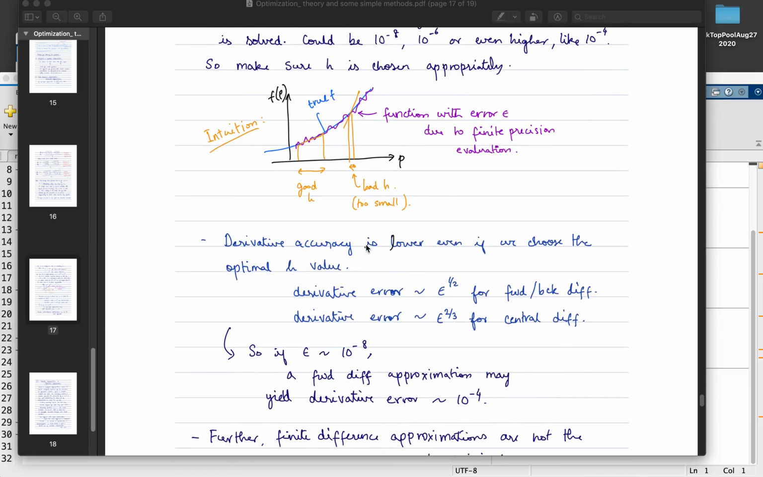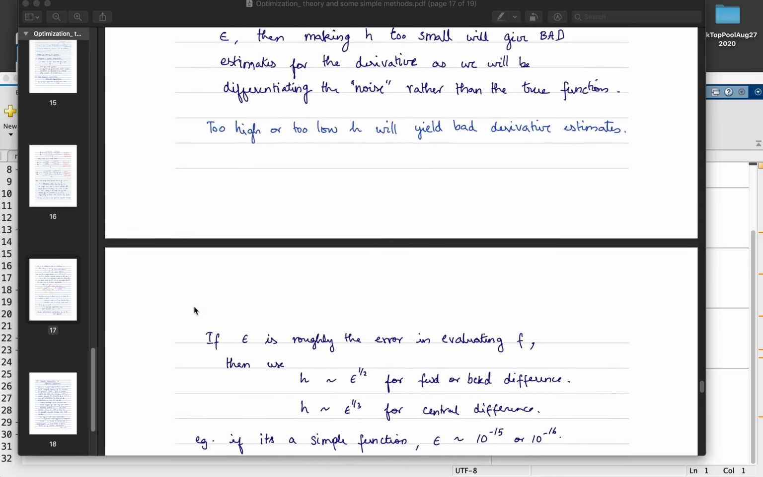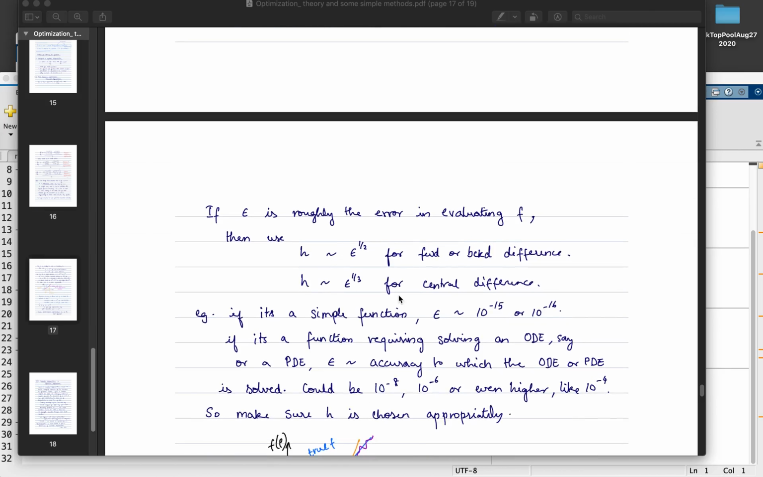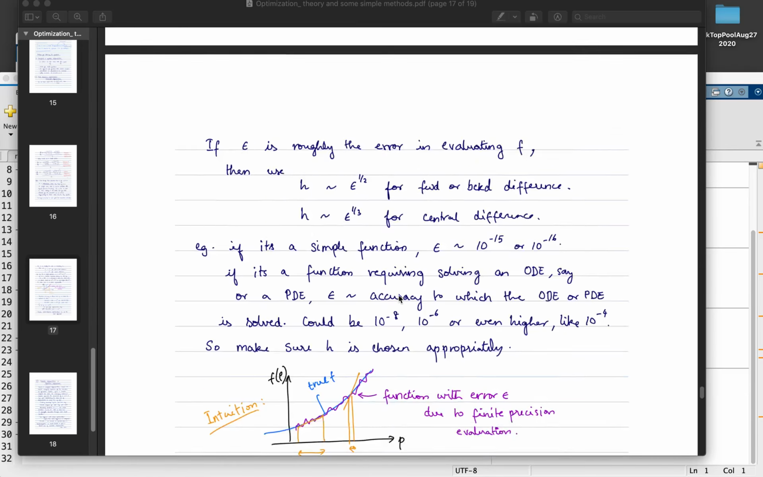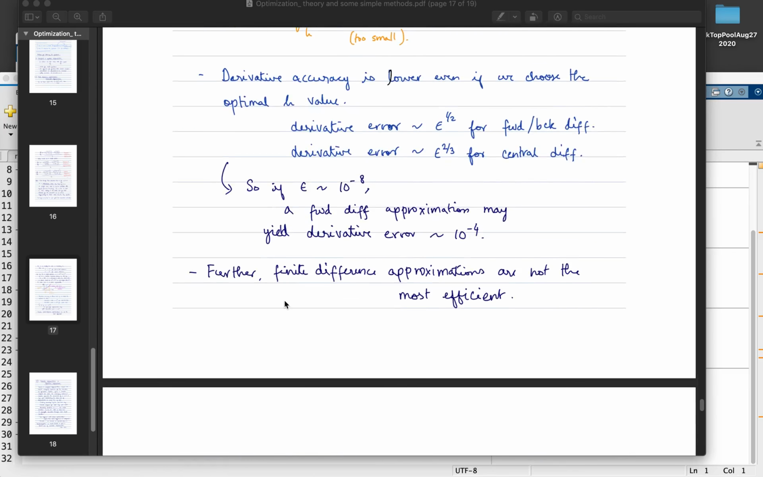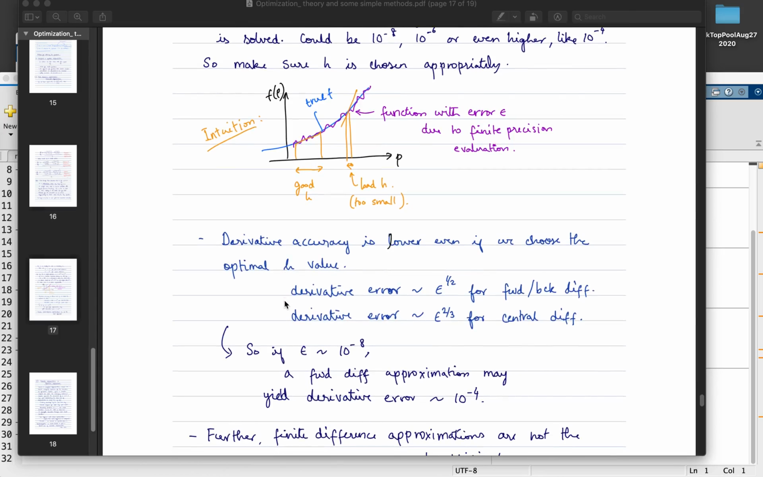So an important takeaway is that these finite difference approximations don't give as accurate a derivative estimate as possible, because if the function is evaluated to 10 to the minus 15, the derivative is evaluated only to about 10 to the minus 7 or 8 accuracy. So the accuracy dramatically decreases. So it's not the most accurate method, say compared to analytical derivative estimation.